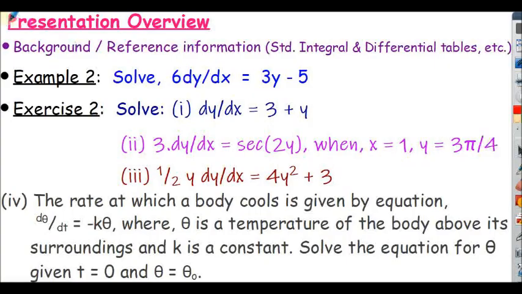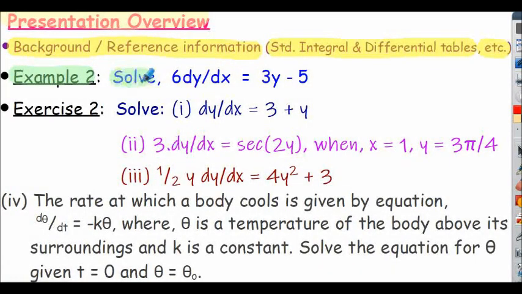Here's a brief overview of this presentation. We commence with some background and reference information to be aware of. We also list standard integrals and differential tables, along with the laws of logarithms and the laws and the rules of indices. Next is example 2. This is a fully worked example where we solve the first order differential equation 6 times dy by dx is equal to 3y minus 5. We then have exercise 2, which contains 4 separate parts.